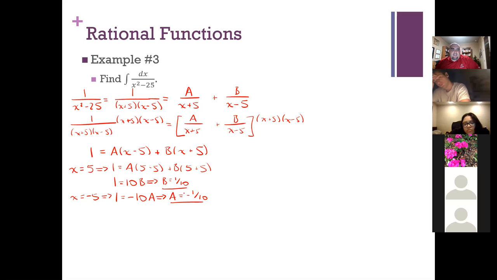So from here, I have my 2 constants for A and B, which means now I get to look at a different integral. So the integral of negative 1 over 10 over x plus 5 plus 1 over 10 over x minus 5. And how do we feel about that? All right, so help me with the integral here. What does this become?